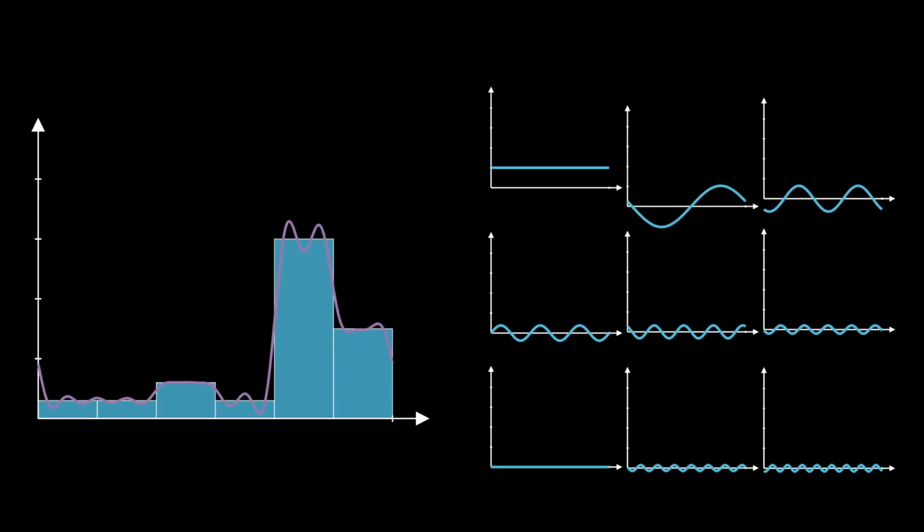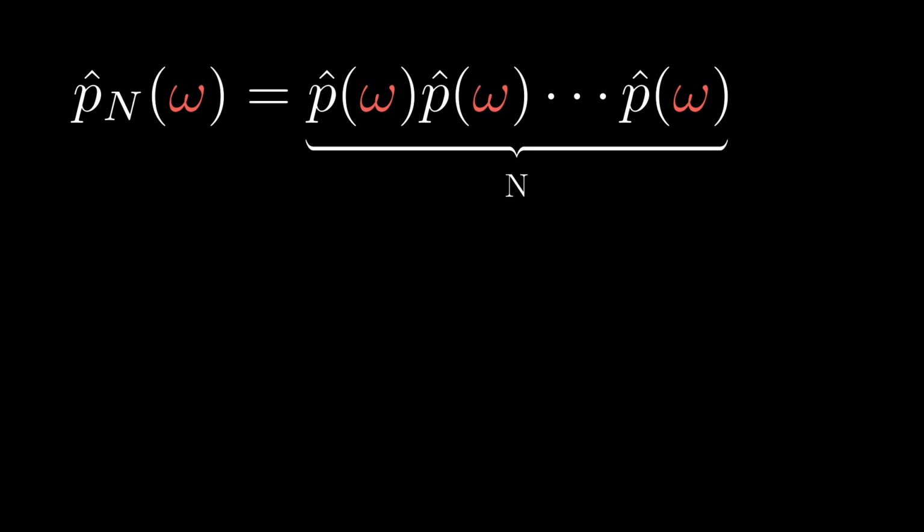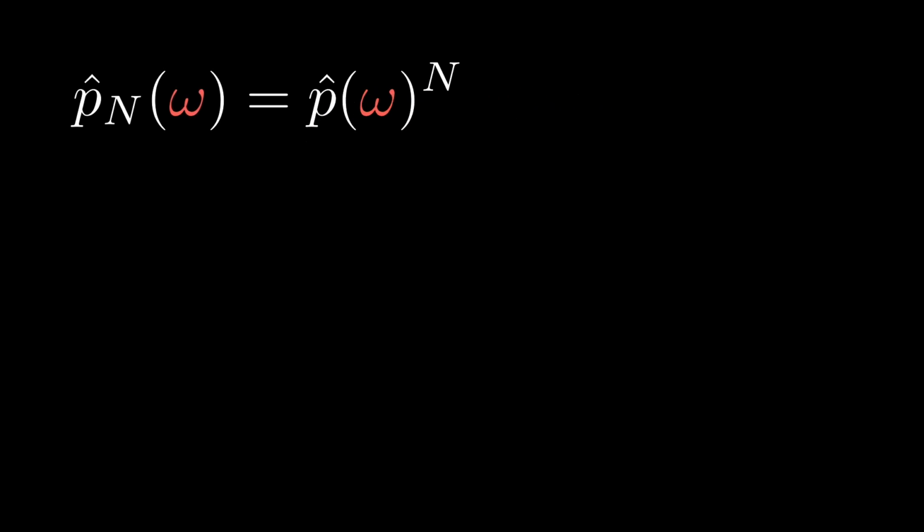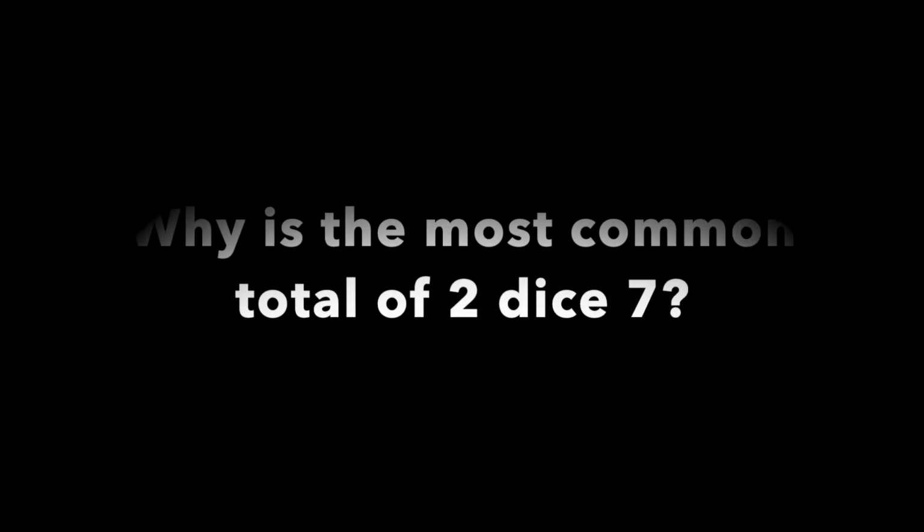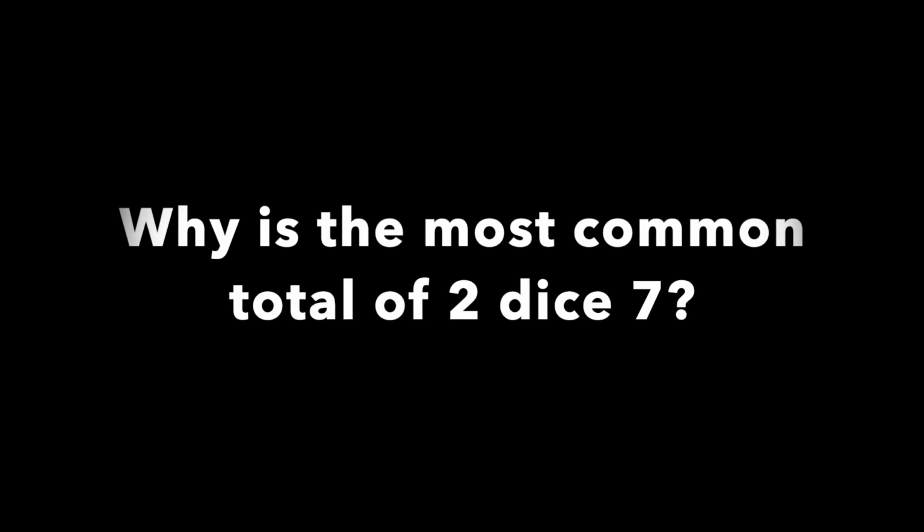The source of this pattern is very far upstream, and it takes a while to hike into the mountains of math to discover where it comes from. But just like with any good hike, there are many breathtaking sights on the way up, each one more spectacular than the last. So I hope you join me on this journey to discover why the most common total of 2 dice is 7.